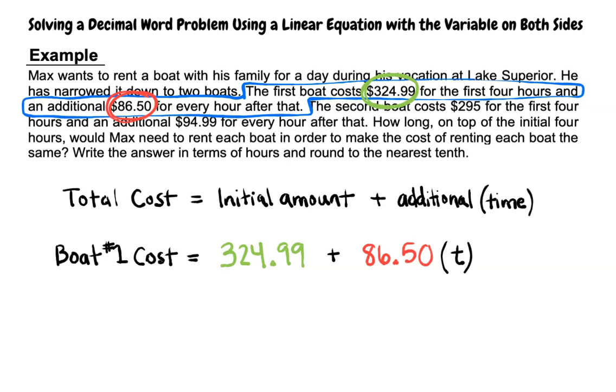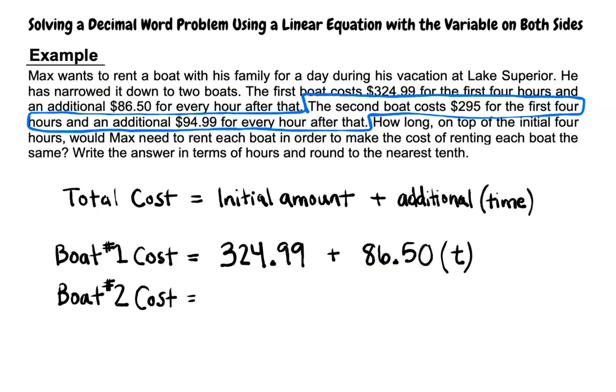Using the same general form, can you write out the equation for boat 2? Sure, I'll give it a try. The total cost of boat number 2 should be equal to the initial amount, which is $295, plus the additional amount per hour, which is $94.99. Then, we also multiply $94.99 by t because we don't know how much time, right?